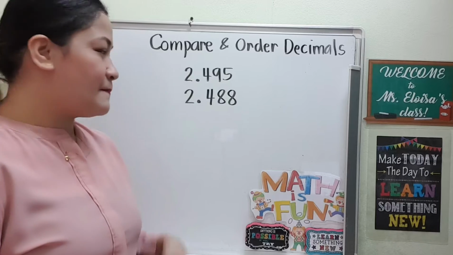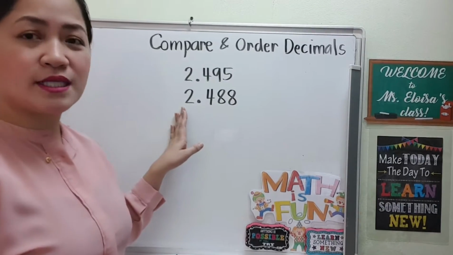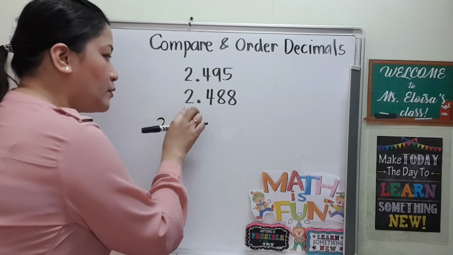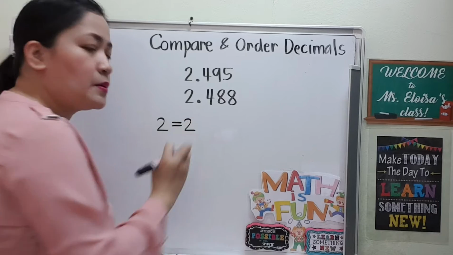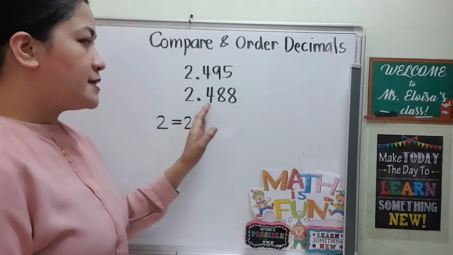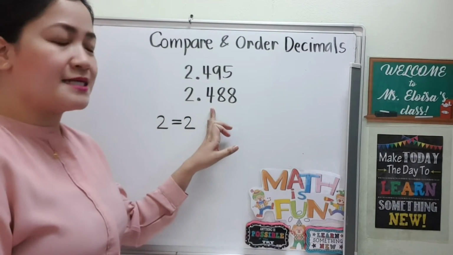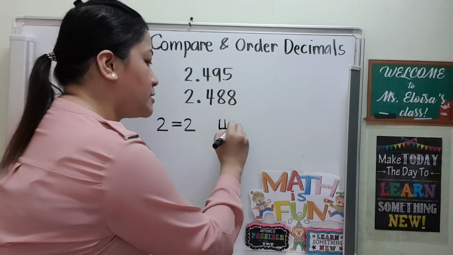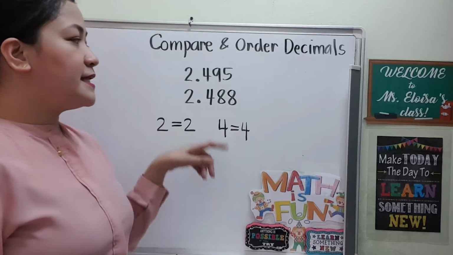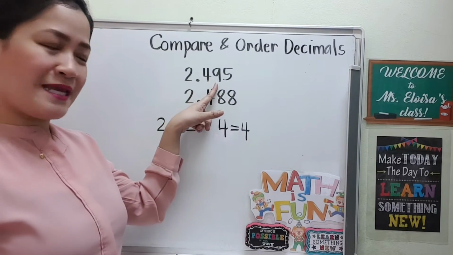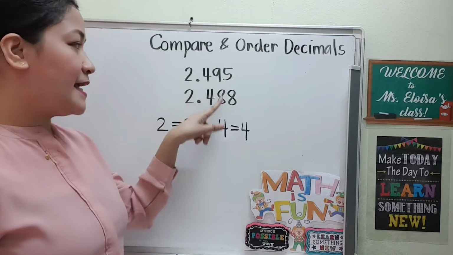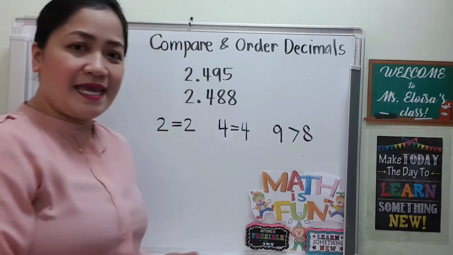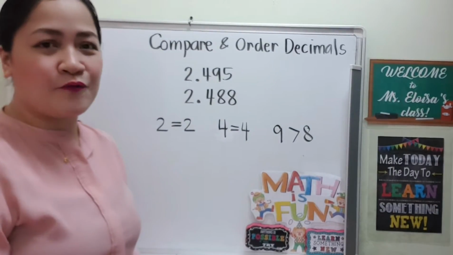Let us start. So from the left, we have here the ones digit. Compare the digits. So we have 2 and 2 here. So they are equal. The next place value position is the tenths. So we have 4 and 4 and they are equal also. The next is the hundredths place. We have here 9 and 8. And we know that 9 is greater than 8. And they are different now.